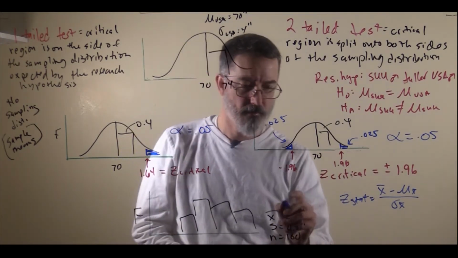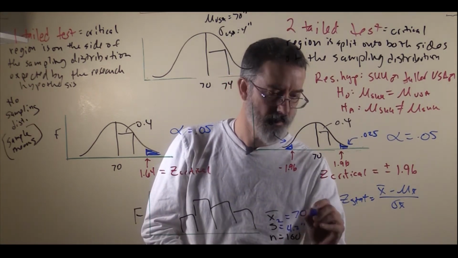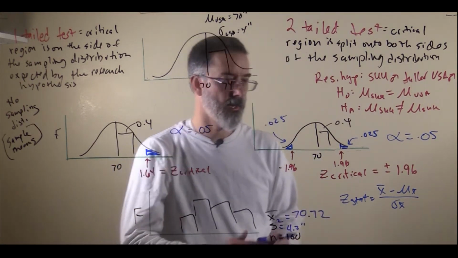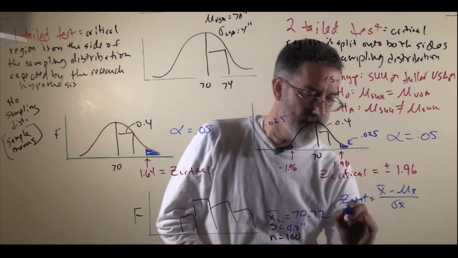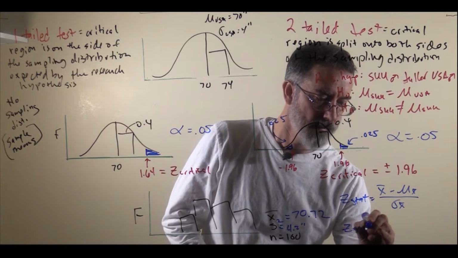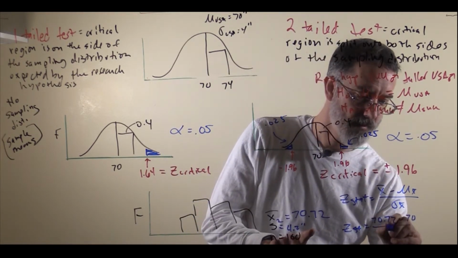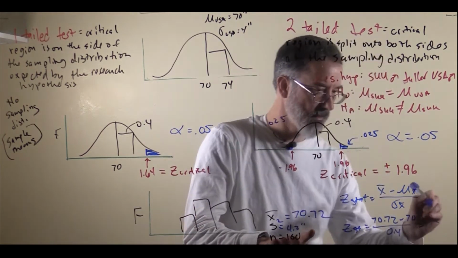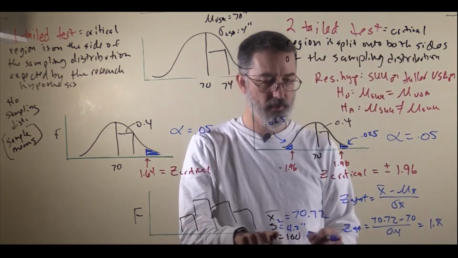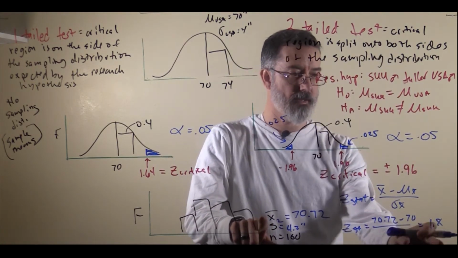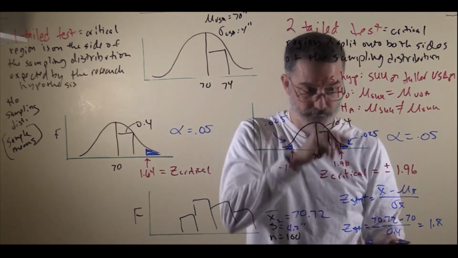We're going to end up having the same decision either way. All right, so now we're going to do another example. Here the sample mean we'll say is 70.72. Again, we're going to calculate the z-statistic for this different sample mean. So our z-statistic is 70.72 minus 70 divided by 0.4. And this is going to give us a z-statistic of 1.8. So our sample mean is 1.8 standard deviations above the mean on this distribution, or equivalently on this distribution.